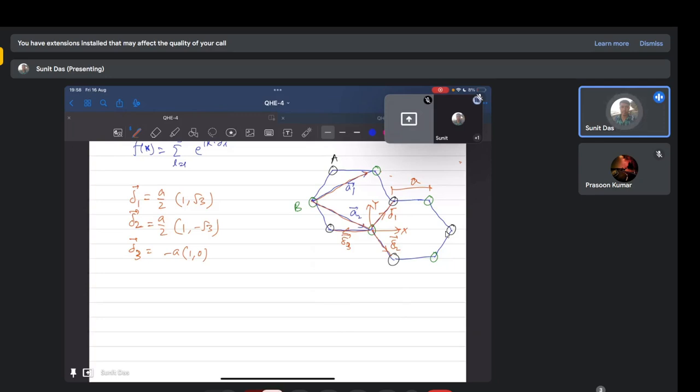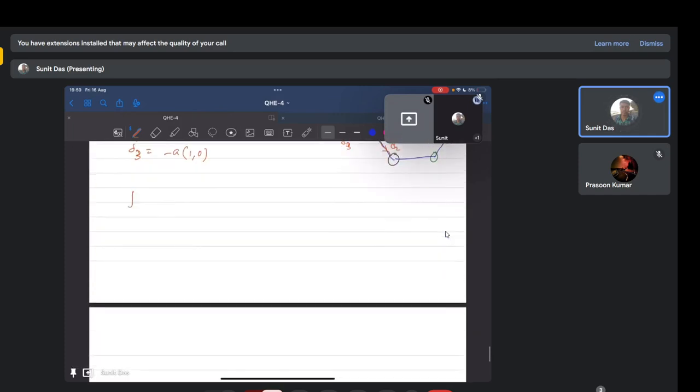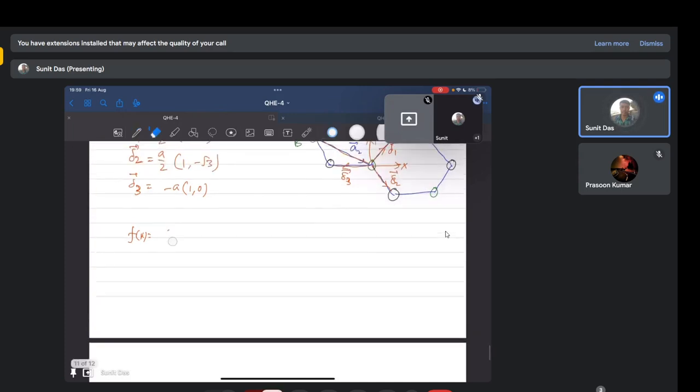If you put these three things, delta 1, delta 2, and delta 3, then you just need to simplify. So for l equal to 1, we'll have e to the power i k dot delta 1, where k is only kx and ky, kx i cap plus ky j cap, since we are in a 2D system, plus e to the power i k dot delta 2 plus e to the power i k dot delta 3.